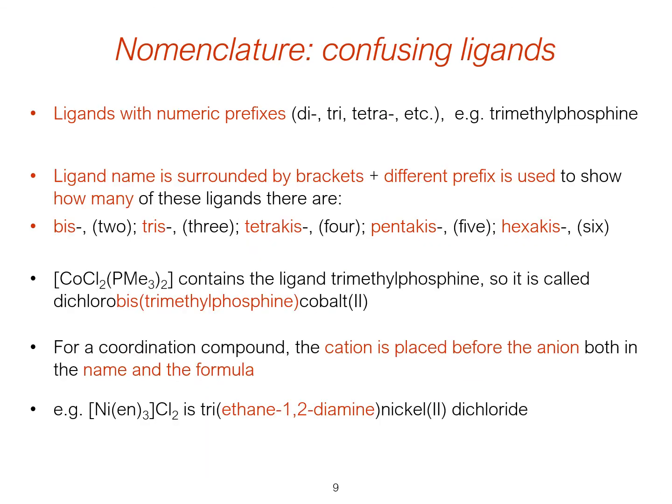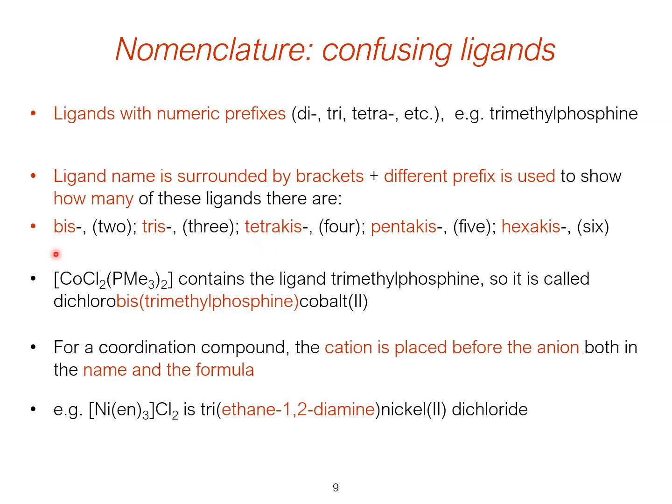And finally, there's one other complication that can spring up while you're naming that you have to be aware of, and that's involving ligands that have numerical prefixes. So things like trimethylphosphine or dipyridine, stuff like this. Because then if there are 3 trimethylphosphines, how do we call it? Do we go for tritrimethylphosphine? Well, in that case, the ligand name is surrounded by brackets and a different prefix is used to show how many of the ligands there are. Instead of going di, tri, tetra, we then go bis, tris, tetrakis, and so on.